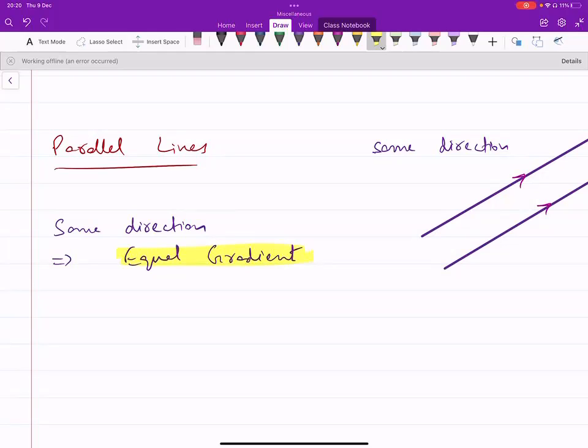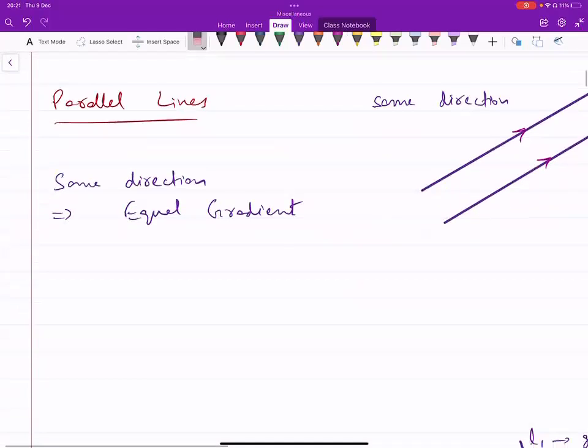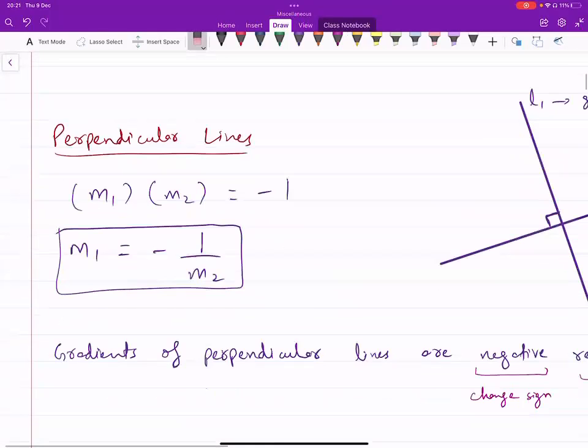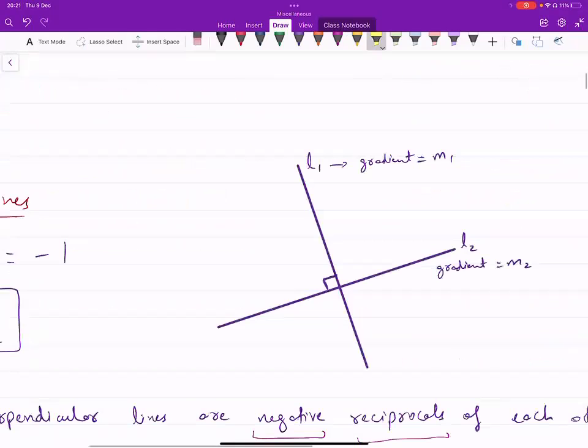Again, because gradient क्या represent कर रहा होता था? Gradient used to represent direction of a line. If the direction of the line is same, the gradients are equal. Okay, parallel lines में gradients equal होते हैं. Then you have perpendicular lines. Perpendicular lines are lines that have an angle of 90 degrees between them. Right, so you've got line L1 here. Let's say we've got another line L2. These two lines are perpendicular to each other.